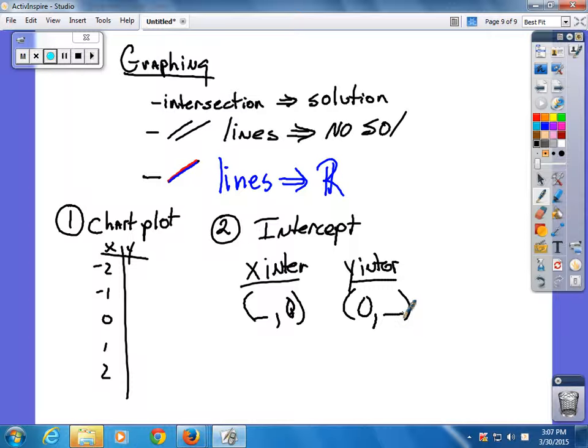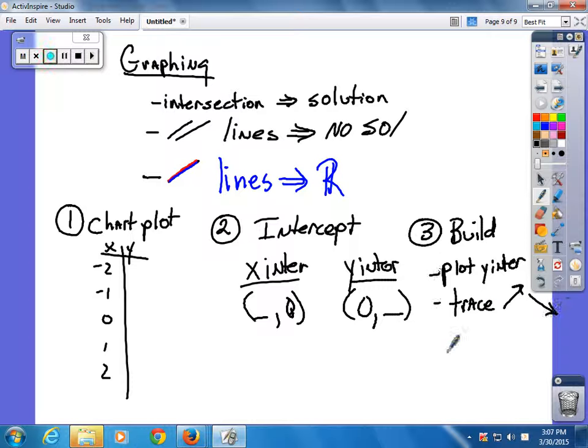Now, I'm not going to go through these, okay? I'm just trying to brush your memory up. You should be aware of these. And then the third method is what I call the build-a-line method. That's where you plot the y-intercept, draw a trace line, which goes either left to right up or left to right down, and then put your vertical over your horizontal. Now those are the three methods of graphing a line.